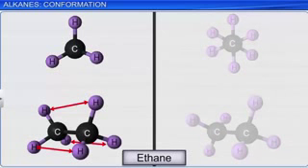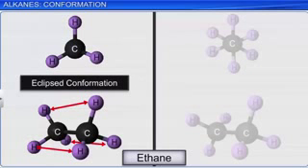When the arrangement has the hydrogen atoms close to each other, the three hydrogen atoms and carbon atom at the back are hidden by the three hydrogen atoms attached to the carbon atom in the front. And so the arrangement is known as eclipsed conformation.